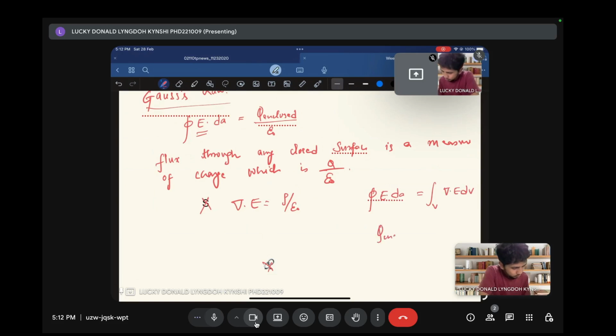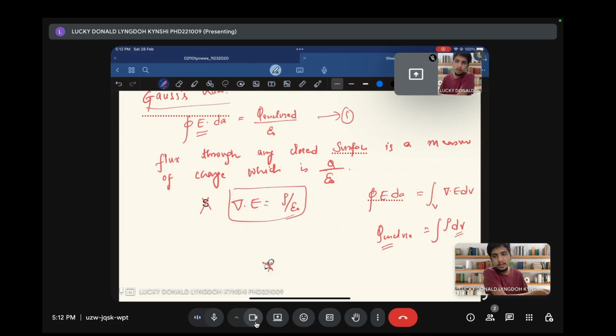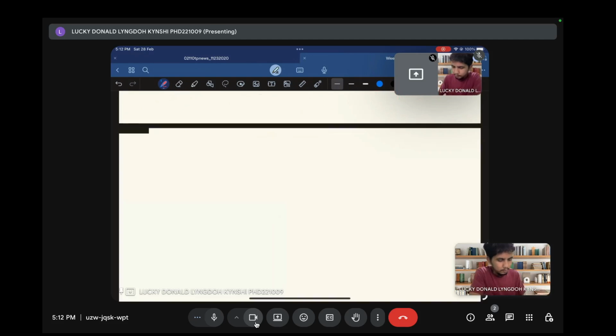And how does this Q enclosed come in? Q enclosed is actually equal to the integral of rho dV. That means charge per unit volume into the dV integration, you will get Q enclosed, the total charge. So if you substitute back in equation 1, you will get del dot E is equal to rho by epsilon naught. This is what we call a differential form, not integration form, differential form. Okay, that is one thing. Next, that is the Gauss law.